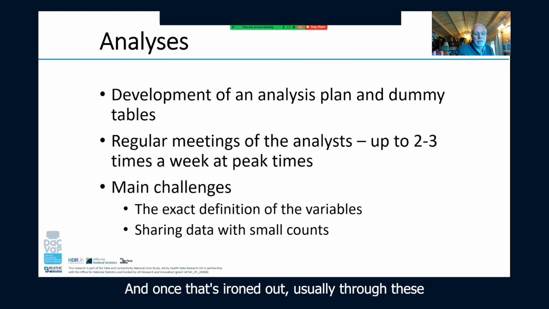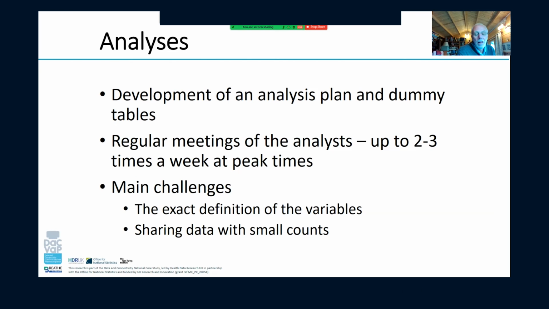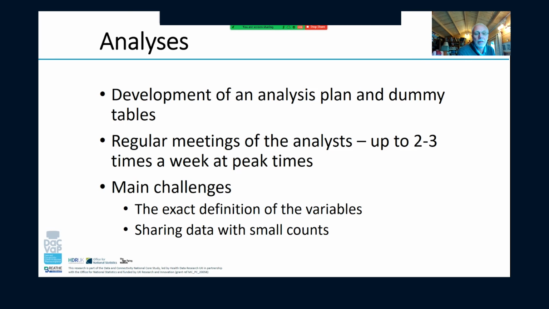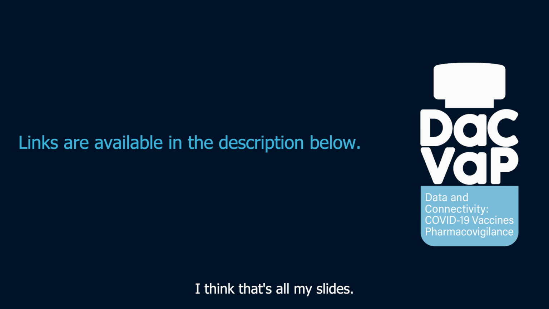So very, very detailed discussions about the exact definition of all the variables. And once that's ironed out, usually through these short meetings that happen regularly, and the tables are all ready, then the next thing is to share the data. And the main issues arise when we're sharing data with small counts. We overcome that by sometimes regrouping and also by having missing data in the shared tables, which we then aggregate together to publish the unified data for the United Kingdom. Okay, thank you. I think that's all my slides.